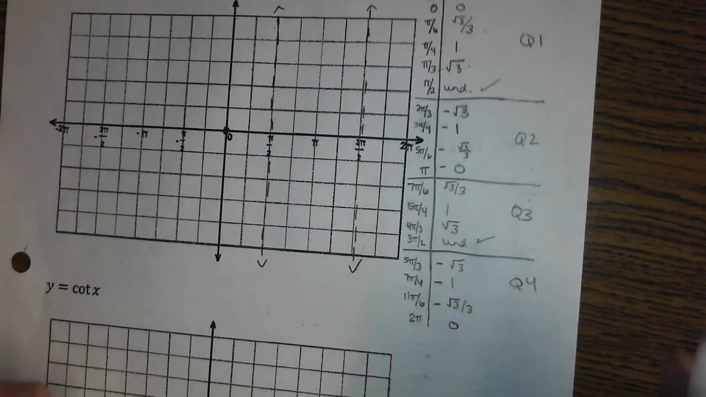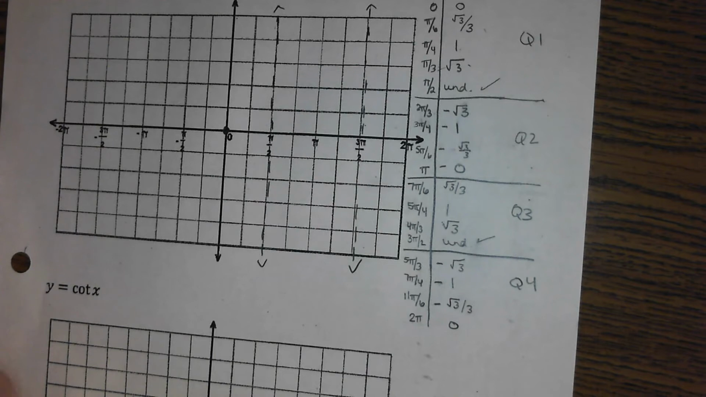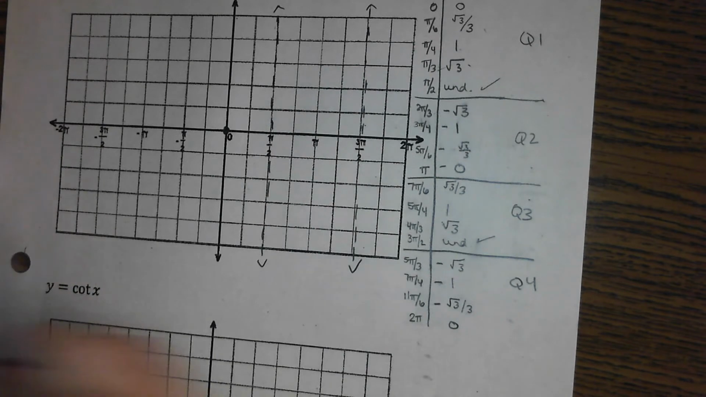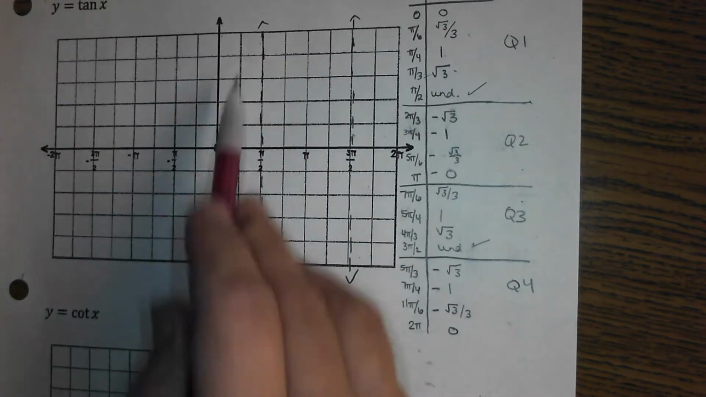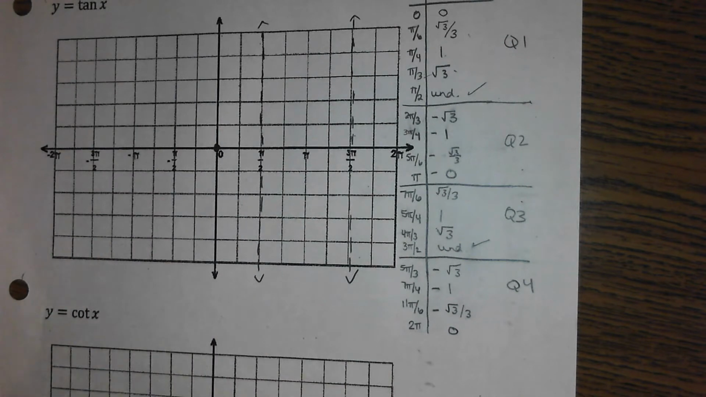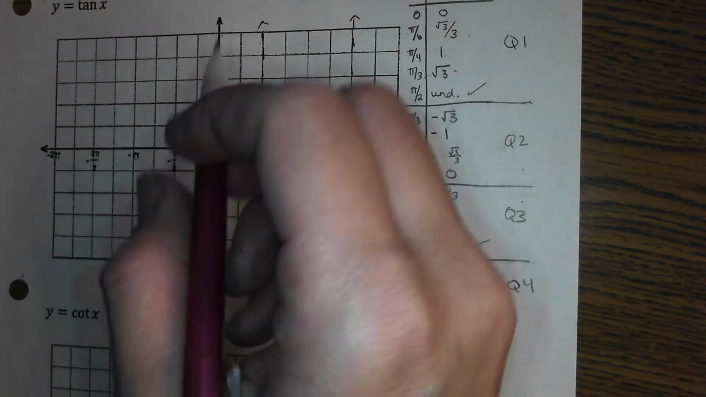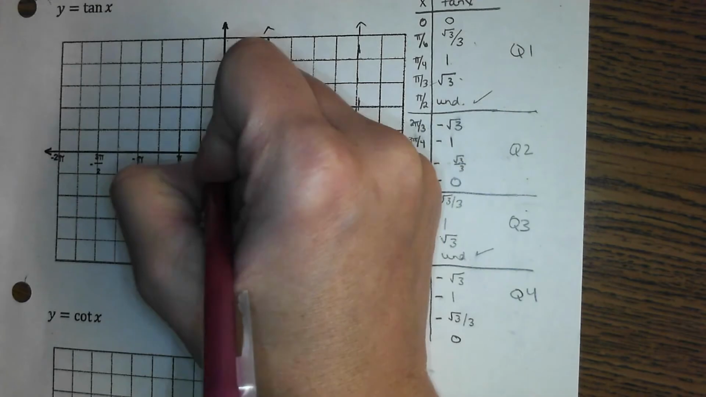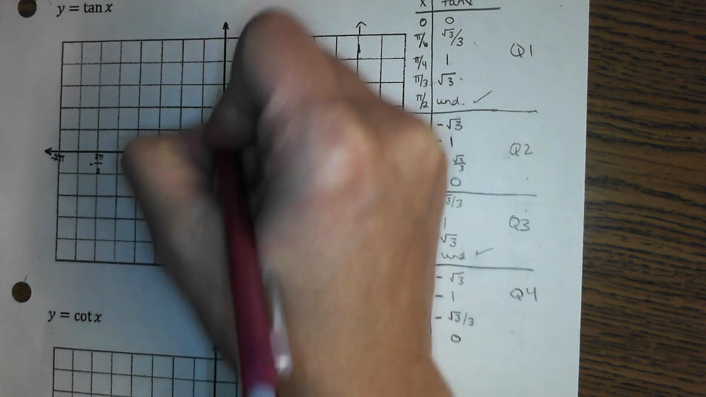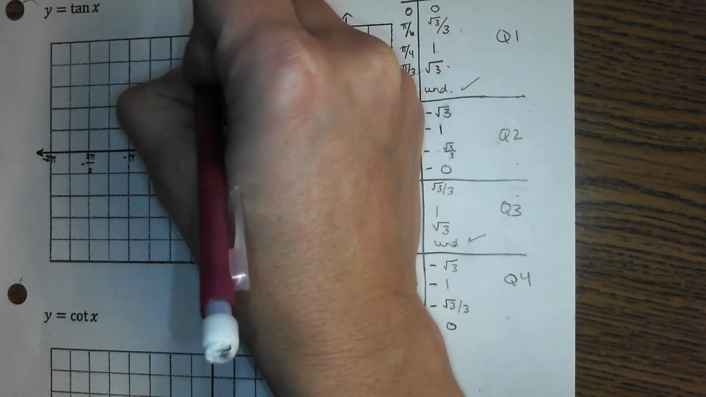And then we have the point 0, 0. Root 3 over 3, we kind of need to know approximately, because remember our y-axis is counting by actual numbers, whereas our x-axis is counting on that pi scale. So root 3 over 3 on my calculator is about 0.577. So I'm going to call this, I'll count by ones. 1, 2, 3, 4, and 5.